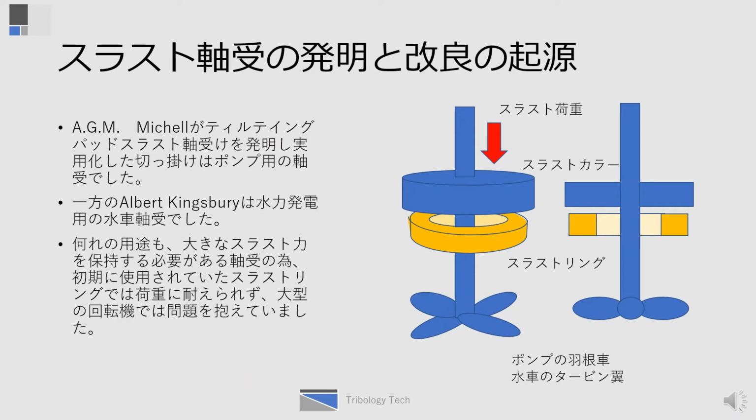Origin of invention and improvement of thrust bearings. A.G.M. Michell invented the tilting pad thrust bearing and put it into practical use as a bearing for pumps. Albert Kingsbury, on the other hand, worked on a hydroelectric water turbine bearing. In any application, bearings that are required to sustain large thrust load cannot withstand it with the simple thrust ring, thus large rotary machines had problems.